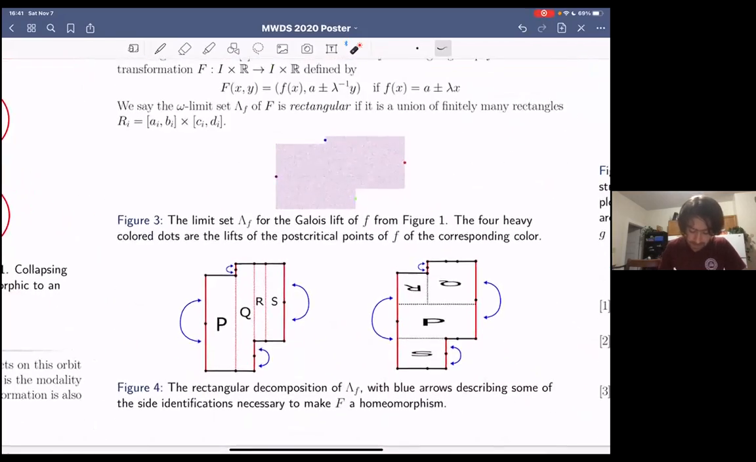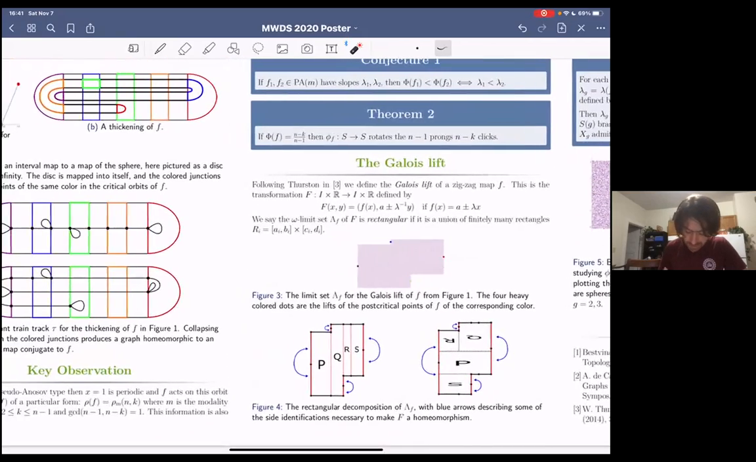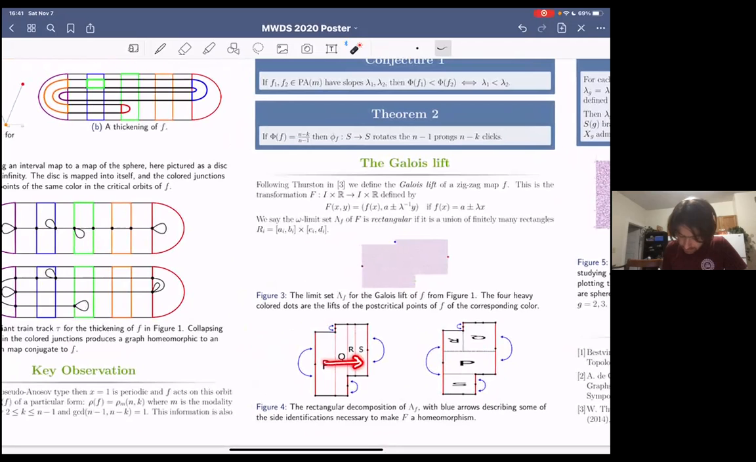Okay. And down here is a diagram showing a partition of this limit set into rectangles that demonstrates the dynamics of our Galois lift. And what you might notice is that the dynamics mimics the transformation that thickens our interval map. And this is no coincidence.